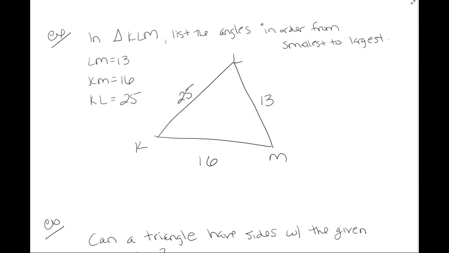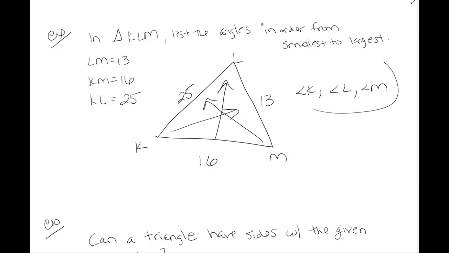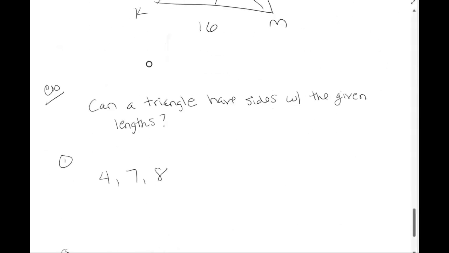And now we have to label the smallest to largest angles. So opposite the smallest side would be angle K. The next smallest side would be angle L. Finally, the largest side would be angle M. So don't be afraid to have to draw the triangle.